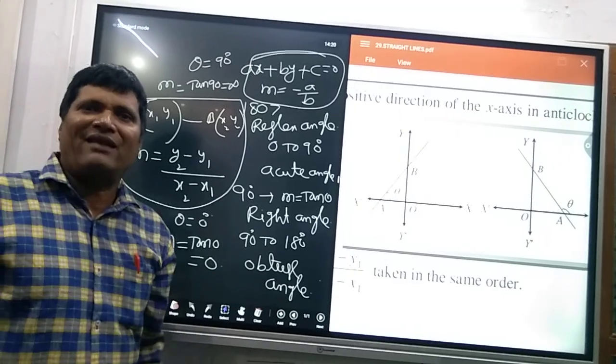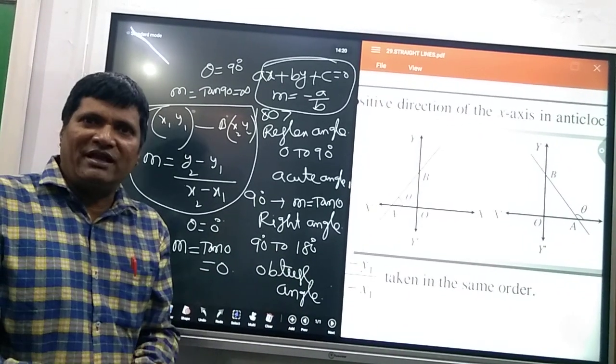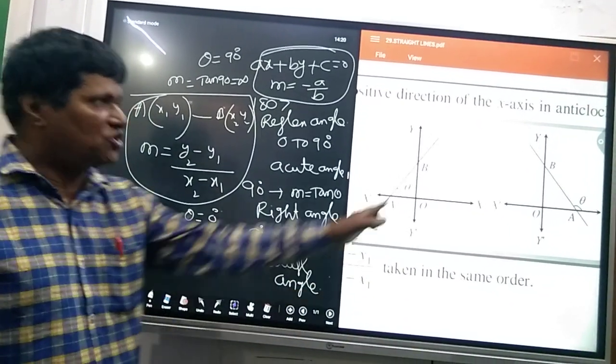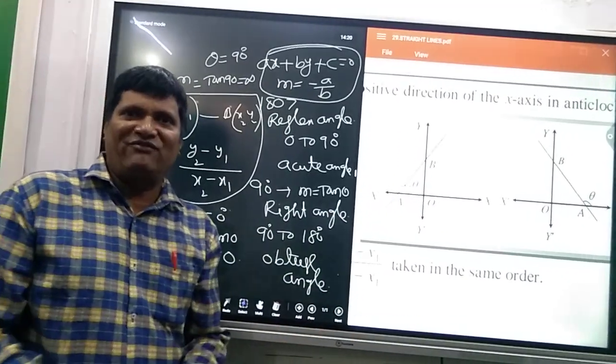If you go for parallel lines, the slopes are equal. If perpendicular lines, the product of the slopes is minus 1. Based on this concept only, it will be relevant further.